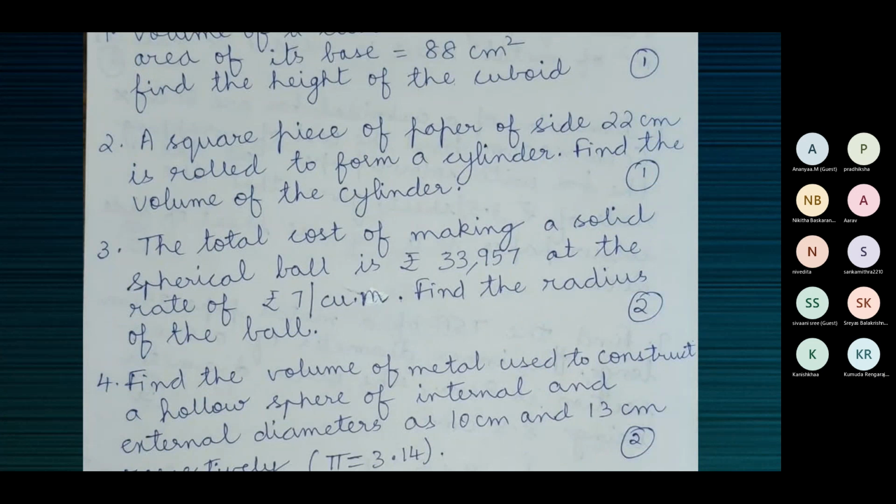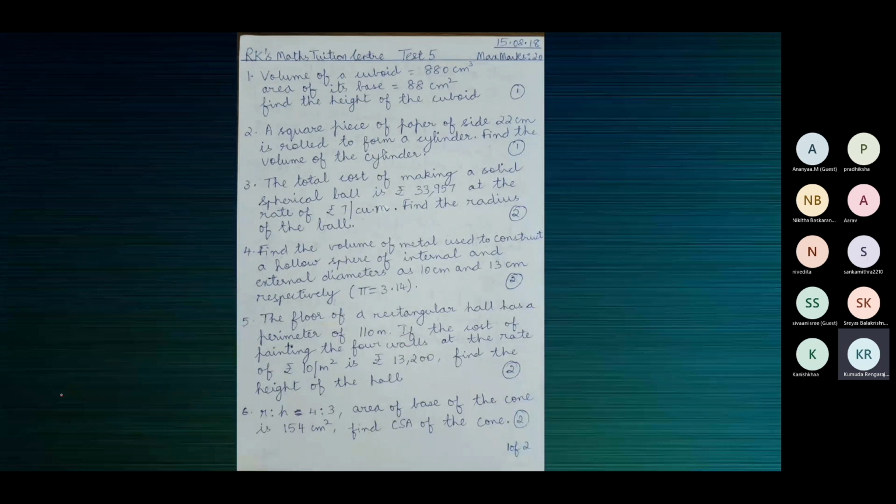Second question. A square piece of paper of side 22 centimeters is rolled to form a cylinder. So if you can just grab a piece of paper, the paper which you have may be rectangular. The shape, square or rectangular, doesn't matter. When you bring the opposite edges together, a cylinder will be formed.